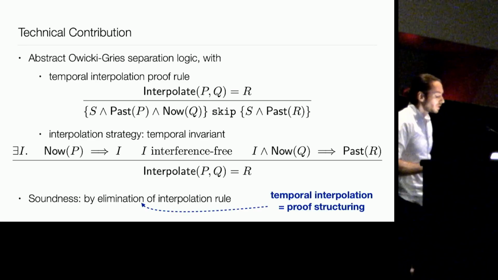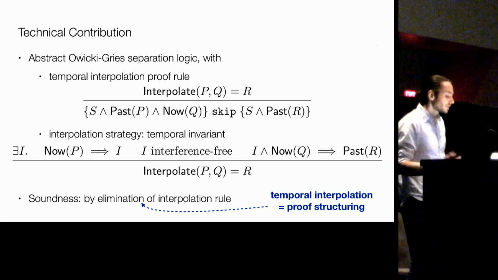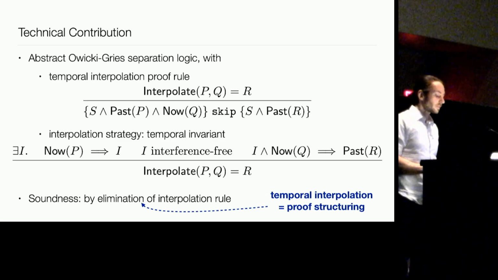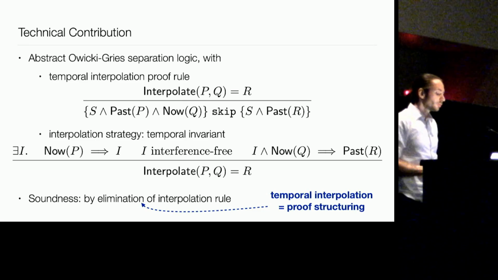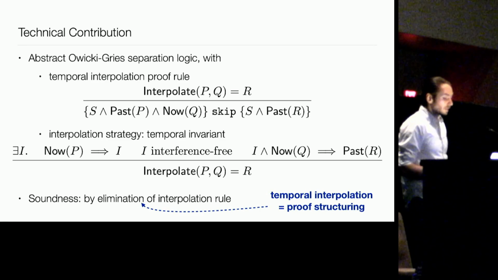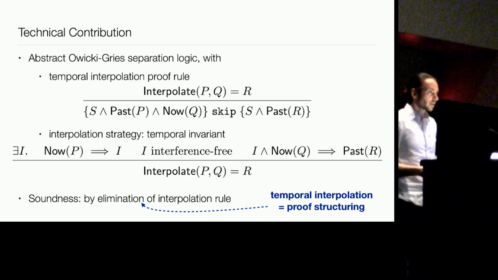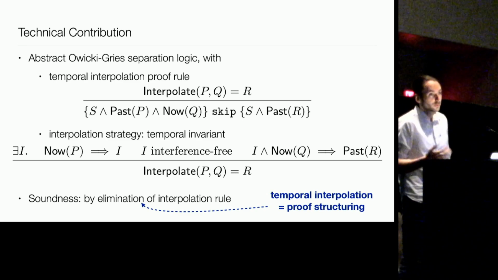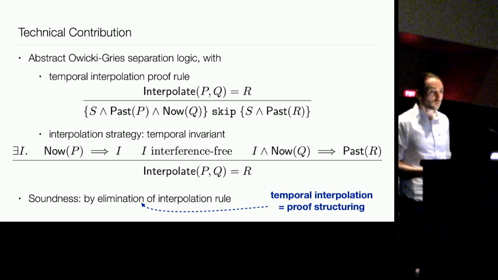And of course, we showed that our program logic is sound, so especially that the temporal interpolation proof rule is sound. And I think our proof is quite interesting because we do it by eliminating this proof rule from the proofs that use it. So what this means is that temporal interpolation really is a proof structuring mechanism. It does not allow you to prove more, but it allows you to have simpler proofs.